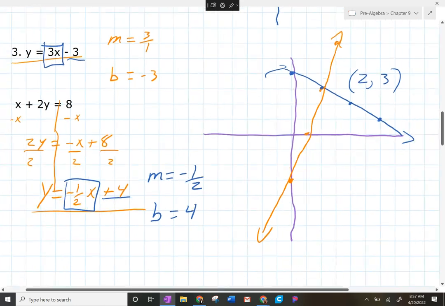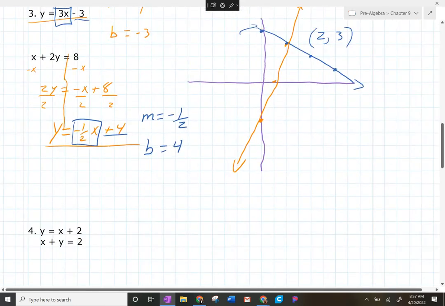Okay? Couple things that I noticed, you really have to watch your negatives. And then also your b value is always going to be on the y-axis, on the up and down line.